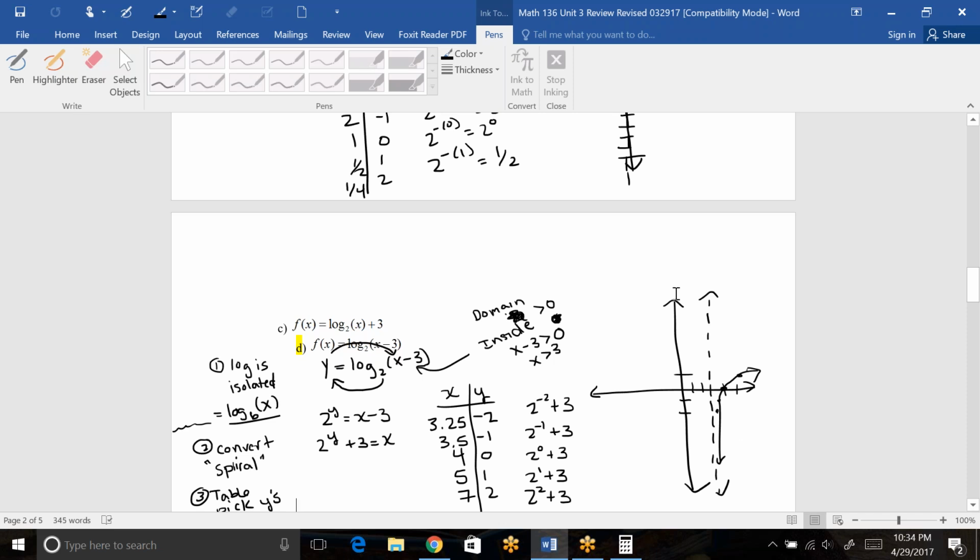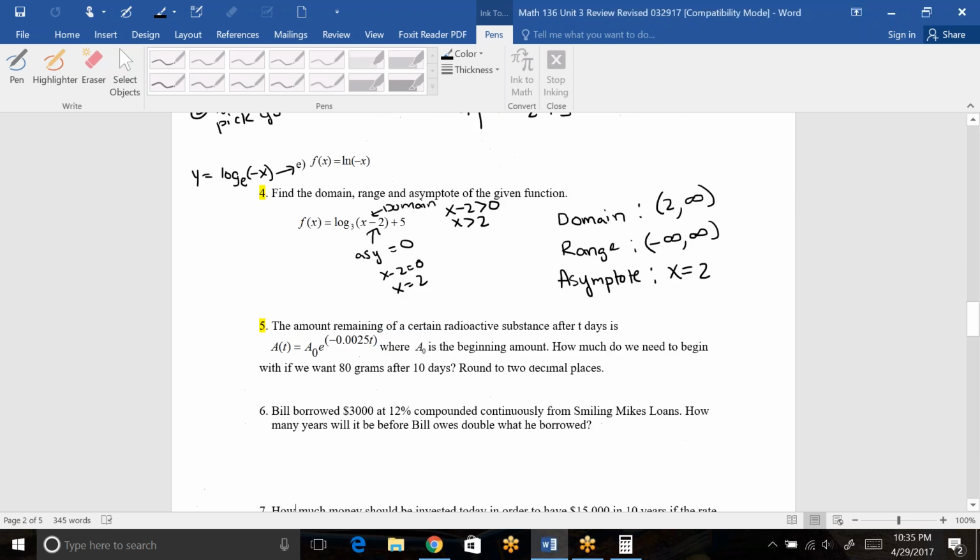So because every number on the y-axis could possibly have an ordered pair on this graph, our range is everything. Because remember, range is related to how high or low the graph goes. And all logarithms go from negative infinity to infinity eventually, even though it takes them forever. Are we okay with that?